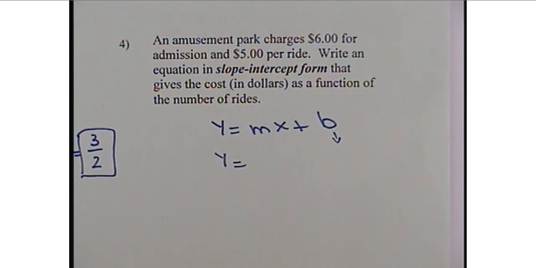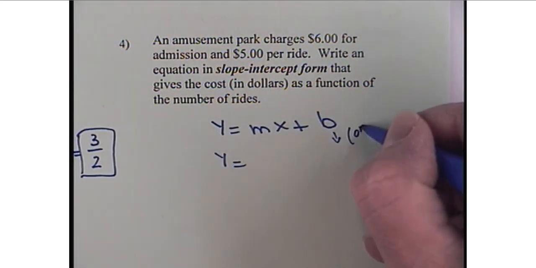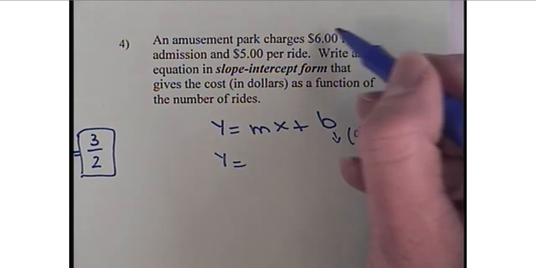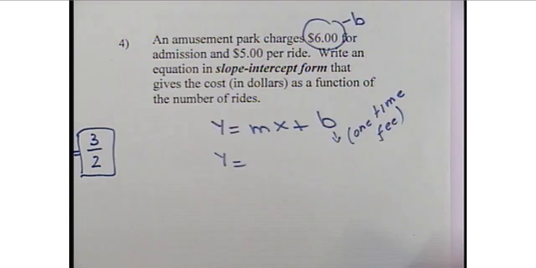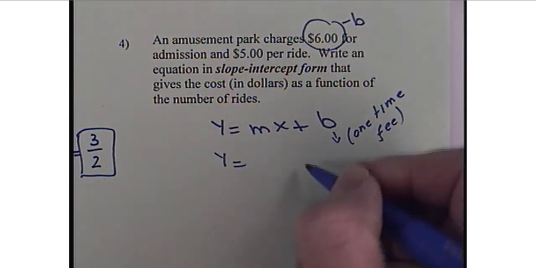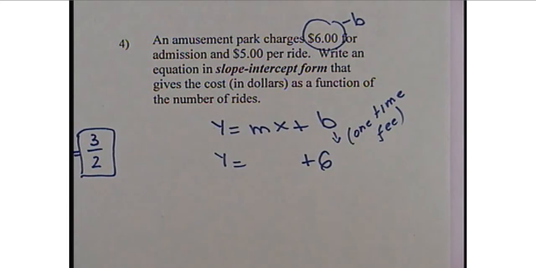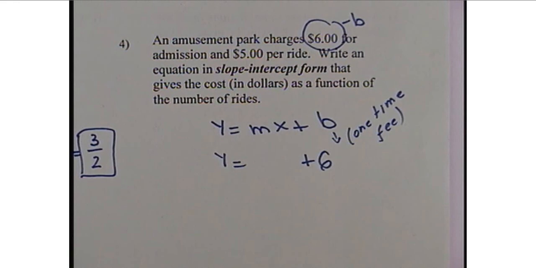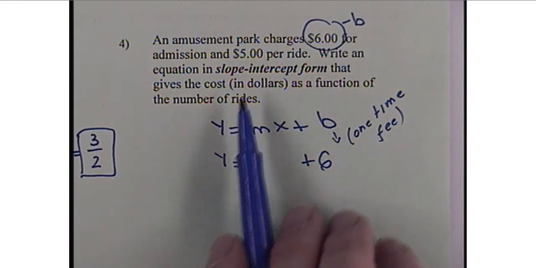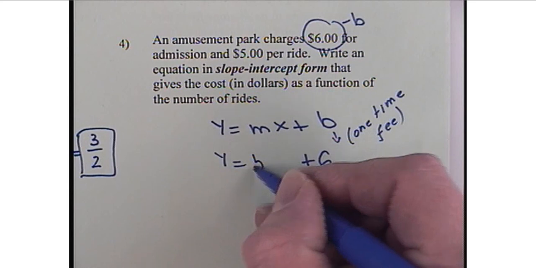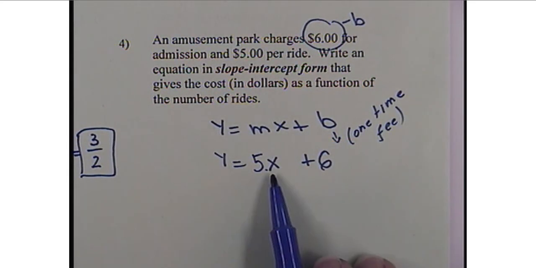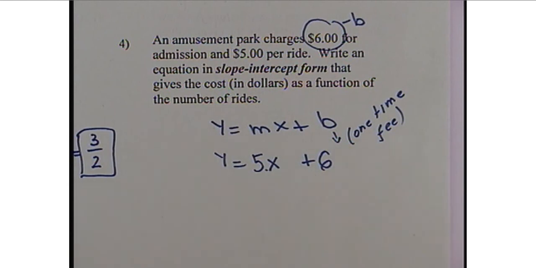B will be just one-time fee. And if you look at up here, $6 is this one-time fee. So this will be plus 6. Then it says for admission and $5 per ride. So pretty much those $5 will be the slope, 5 times x, because we don't know how many rides, but as many rides you want to run, you always use this type of equation to solve the problem.